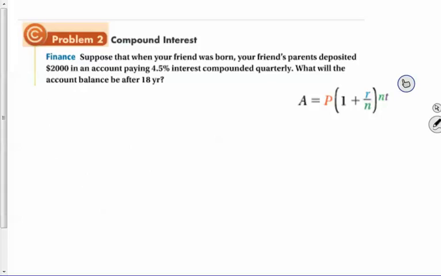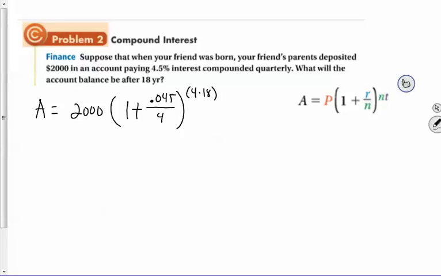So it says, suppose that when your friend was born, your friend's parents deposited 2 grand into an account that paid 4.5% interest, compounded quarterly. What will the account balance be after 18 years? All right. So using this formula, P, the principal, is 2,000, parentheses, 1 plus the interest rate, 0.045, compounded quarterly. Quarterly means 4 times a year, taken to the 4 times 18 power.